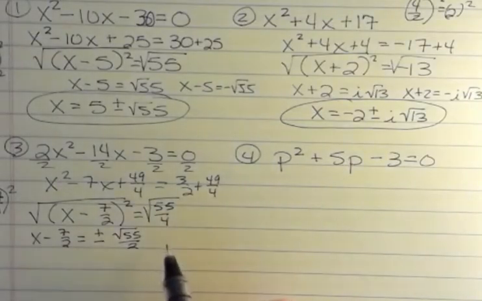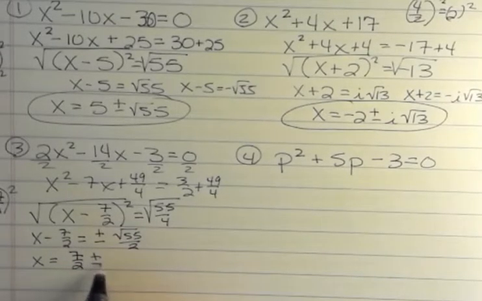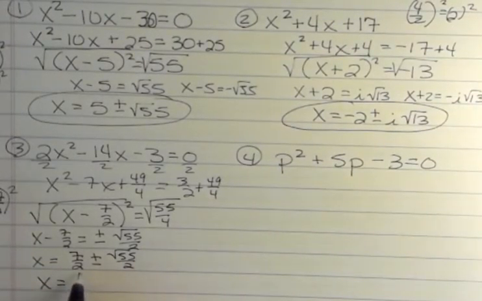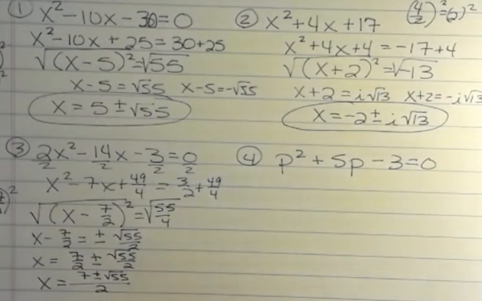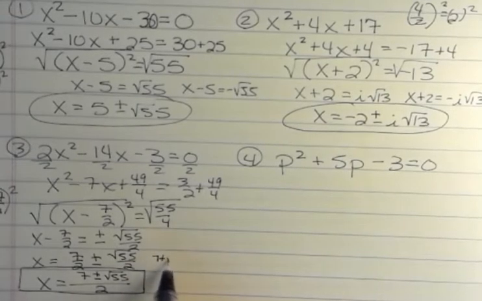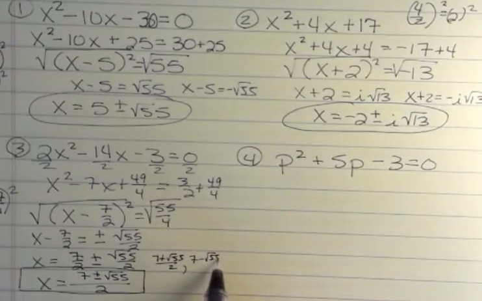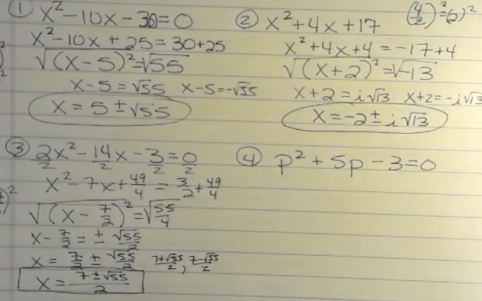Now if I bring that 7/2 to the other side, that's going to become positive. So I have 7/2 plus or minus the square root of 55/2, and these have the same denominator, so frequently you'll see this answer as 7 plus or minus the square root of 55 over 2. So that would be a nice way to write that answer. We could also separate them out and say 7 plus the square root of 55 over 2 and 7 minus the square root of 55 over 2. That would be a way of separating those if we're not allowed to use the plus minus.